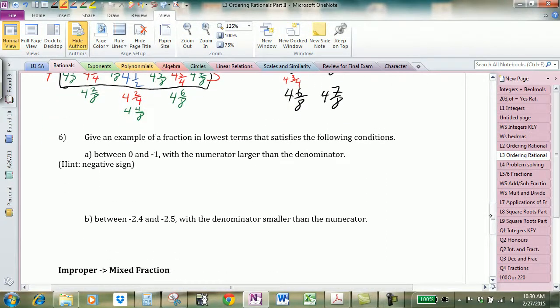So give an example of a fraction in the lowest terms that satisfies this, between 0 and -1. So give me a fraction, any fraction. 1/2. Something a little bit more fun, please.